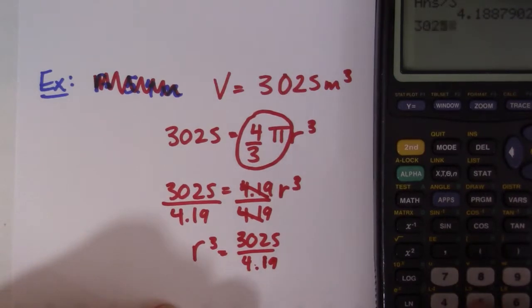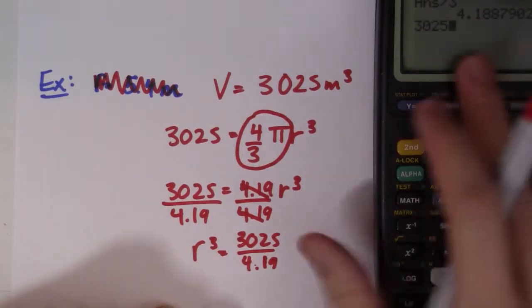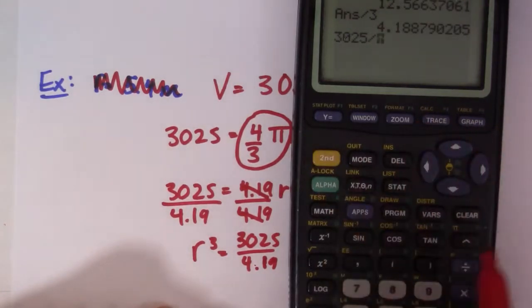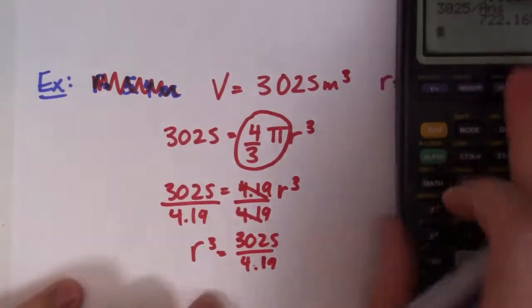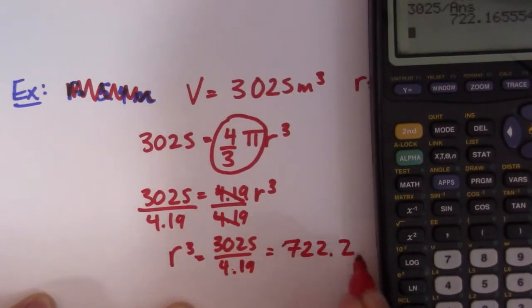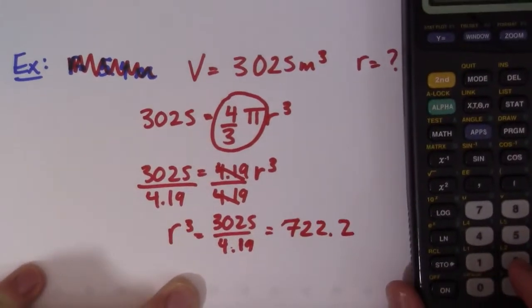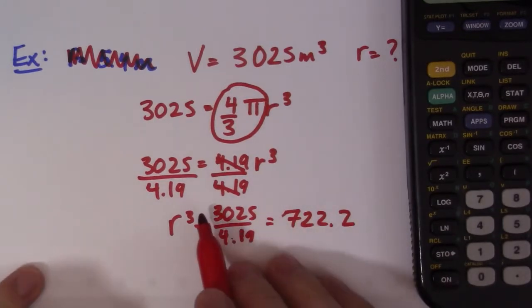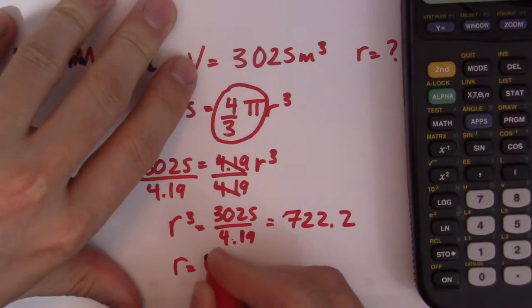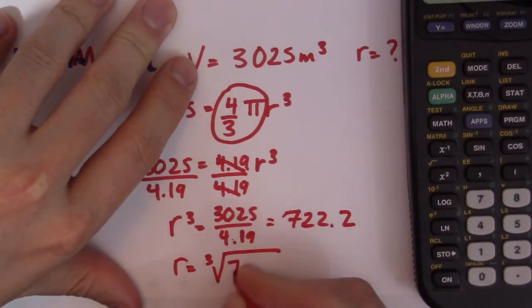So 3,025. So notice what I'm doing, guys. I'm leaving this number on my calculator, so I can use my answer button. Divide it by answer. And that gives me 722.2. So then what I need to do is take the cube root of this. Anytime I have a cube and I want to get rid of it, I have to take the cube root. So r is going to be equal to the cube root of that.